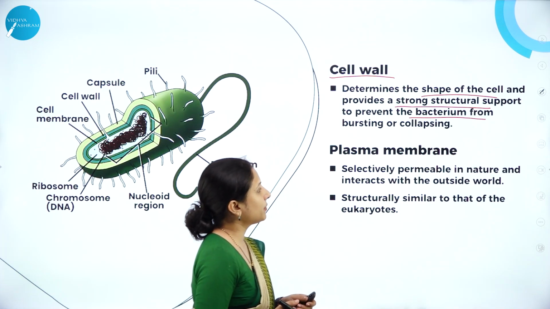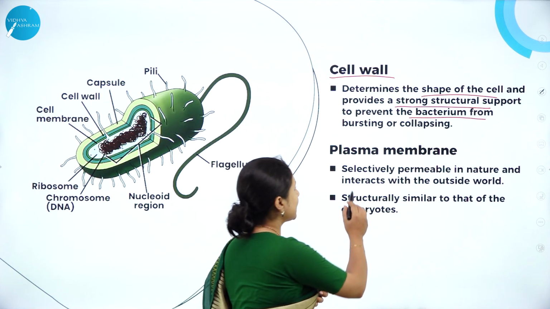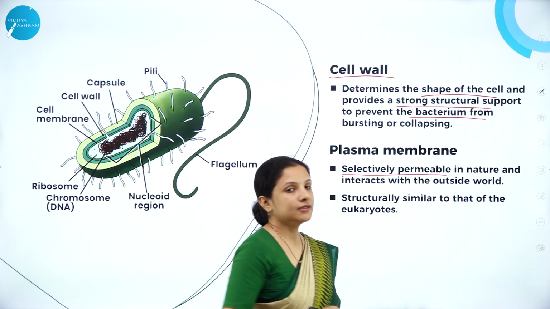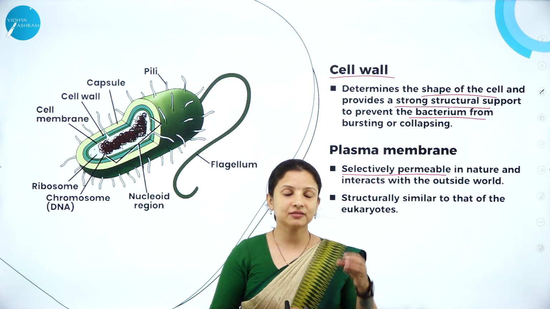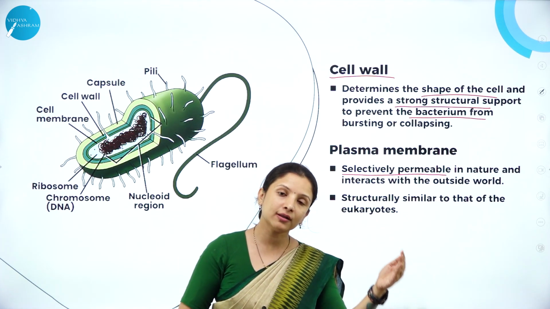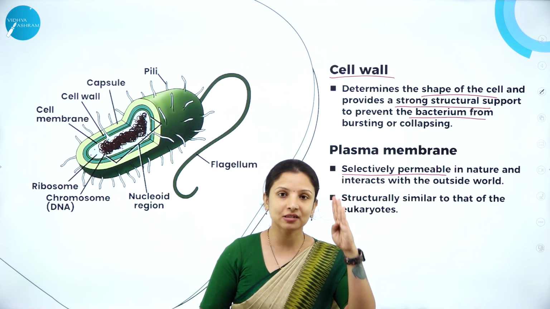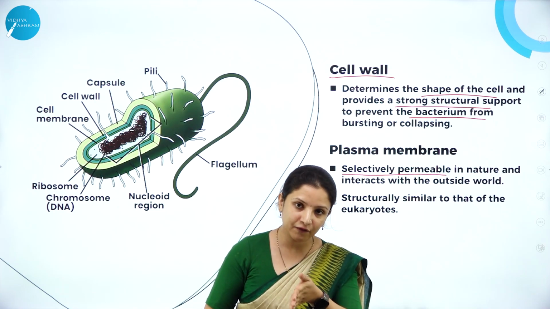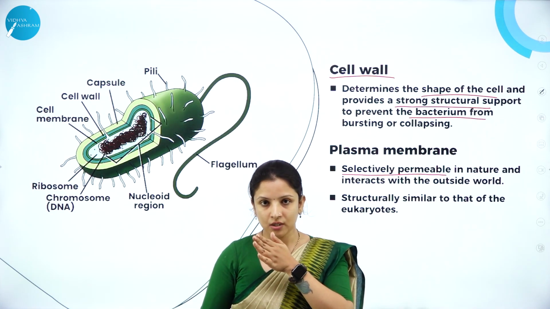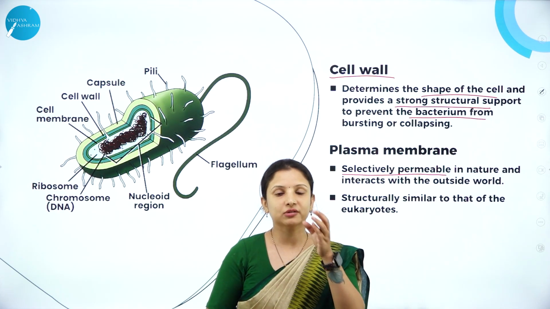Next is the plasma membrane. So the plasma membrane is selectively permeable in nature. Selectively permeable in nature means it doesn't allow all the substances to enter into the bacteria. It allows only certain substances which are needed for the bacterium to enter into the cytoplasm of the bacteria. So that is the function.